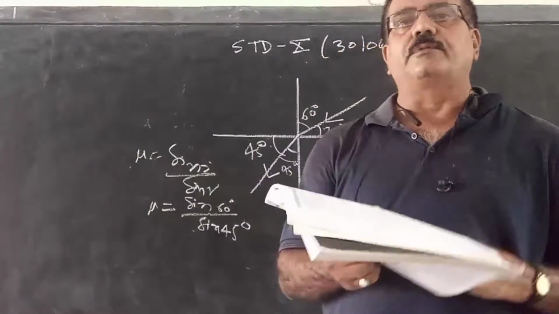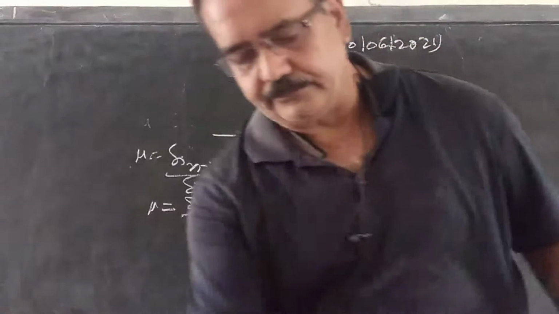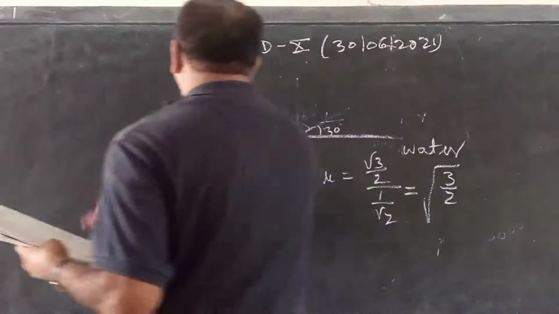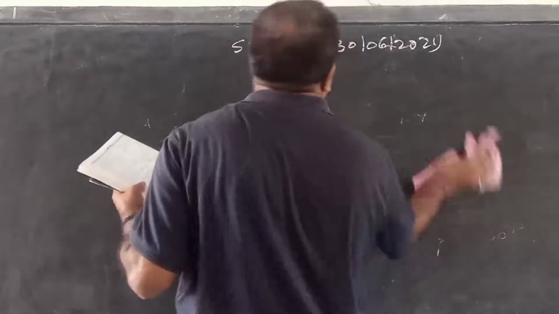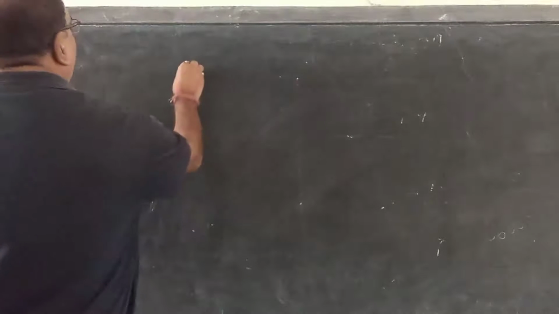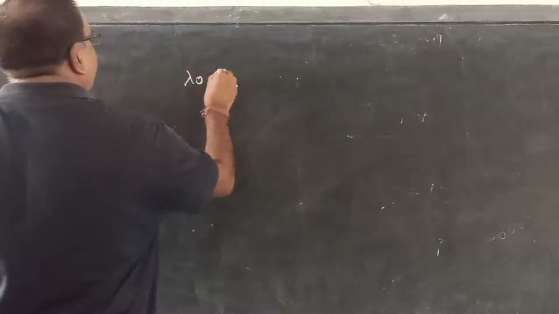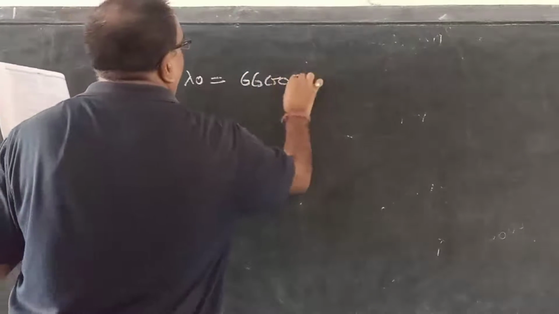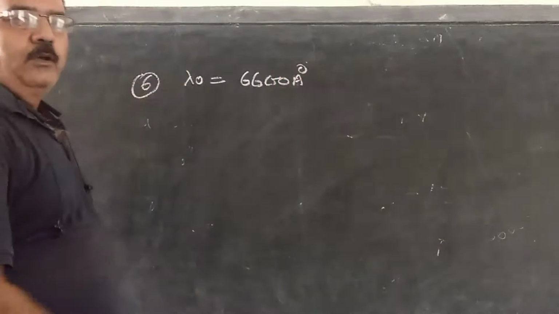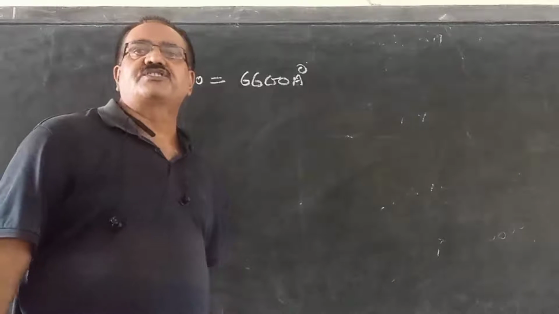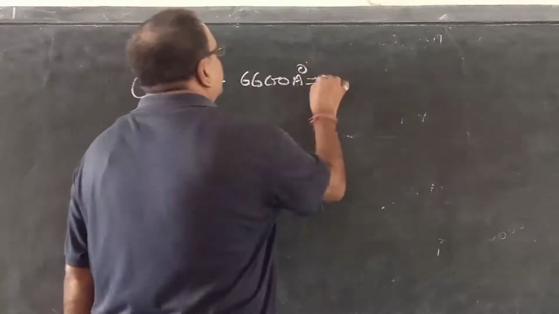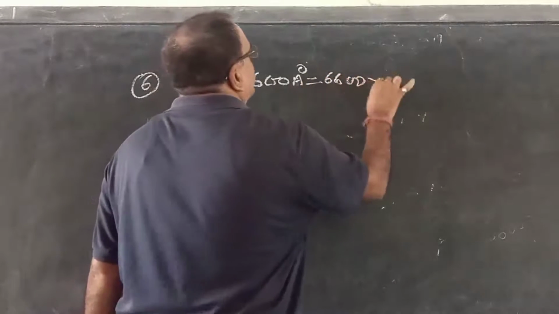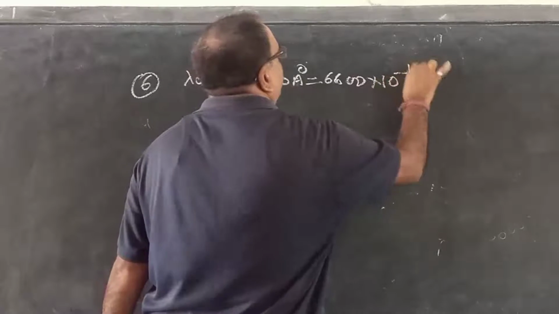Now let's take one question. The wavelength of orange color is given as 6600 angstrom. First of all, you have to change it into meters. 1 angstrom is equal to 10 to the power minus 10 meter. So it is 6600 into 10 to the power minus 10 meter.